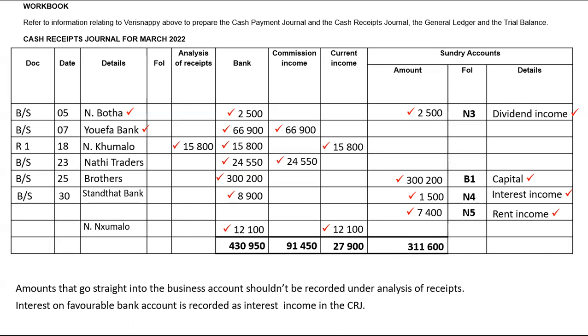311,600. Now, when you take that 91,450, add it with 27,900, and add it with this 311,600, they should give you the total amount on the bank, which is 430,950. If they don't, then you must know that you made a mistake somewhere.